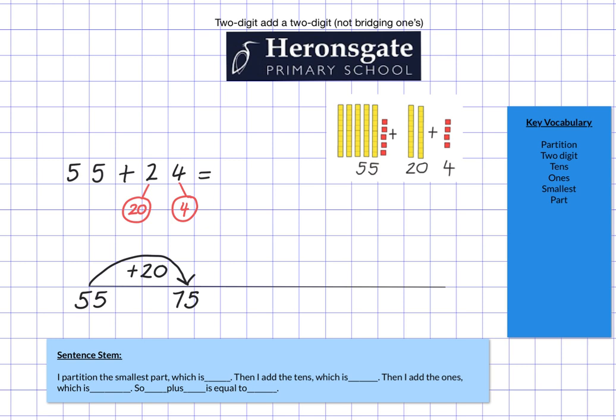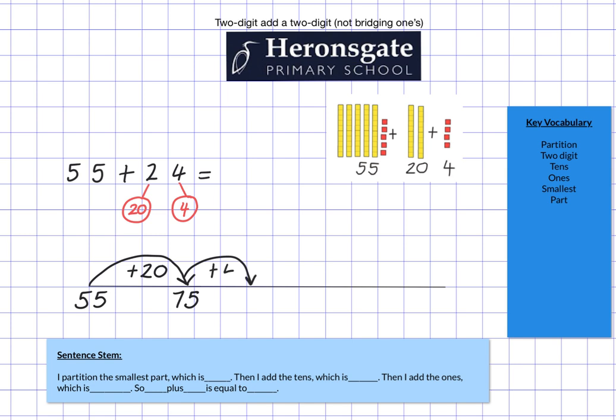There are a lot of related facts that the children need to know to be able to do this with ease. Once I've added my 20, then I add my 4 to my 75. And again, the children will need to know all of their number facts to 10 in order to be able to do this easily without needing to count. So 75, add my 4.